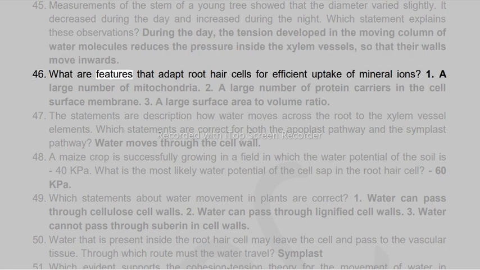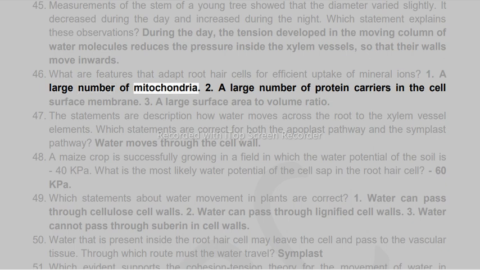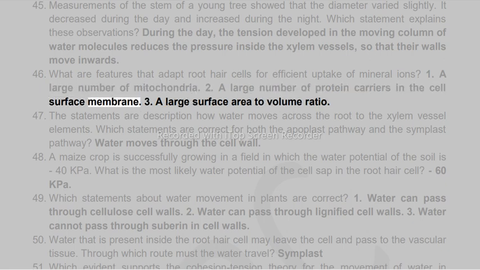46. What are features that adapt root hair cells for efficient uptake of mineral ions? 1. A large number of mitochondria. 2. A large number of protein carriers in the cell surface membrane. 3. A large surface area to volume ratio.